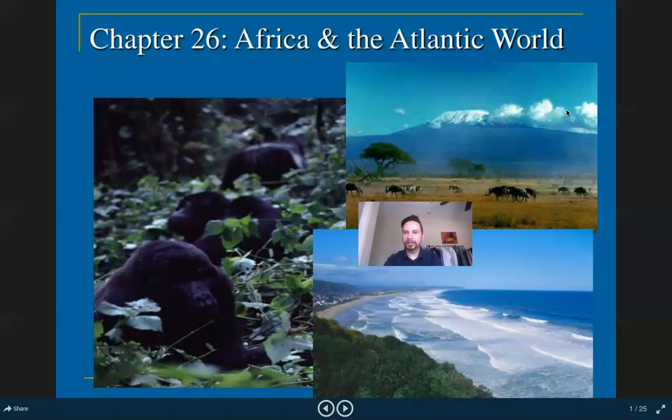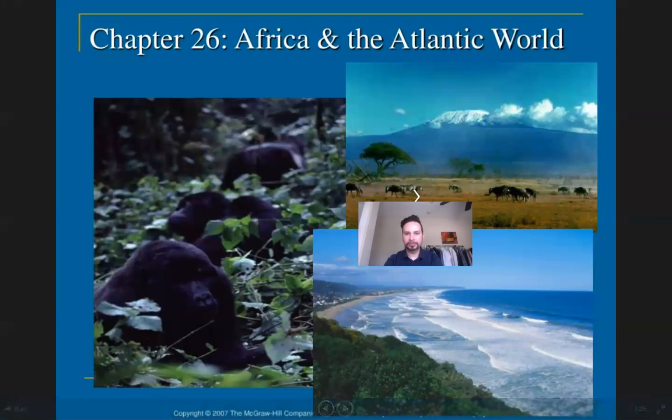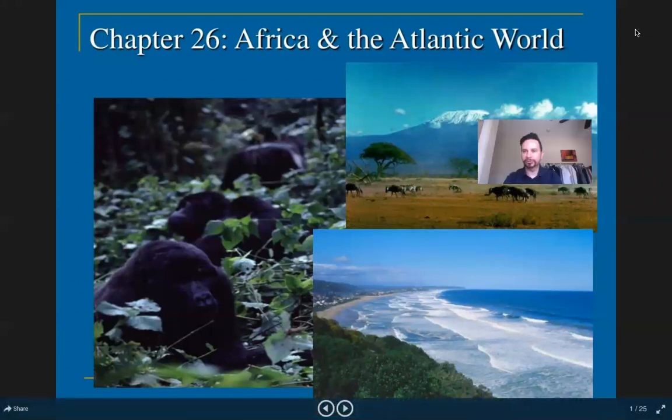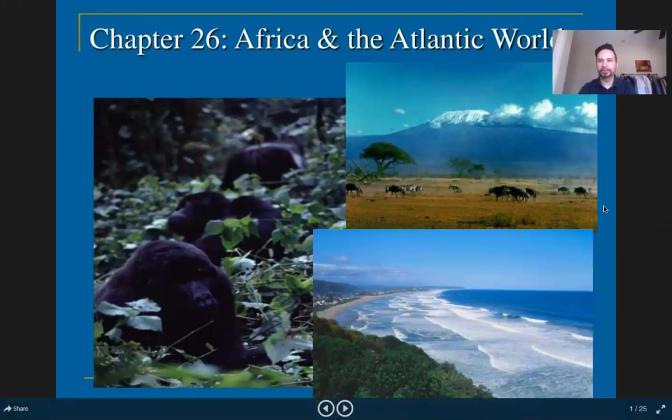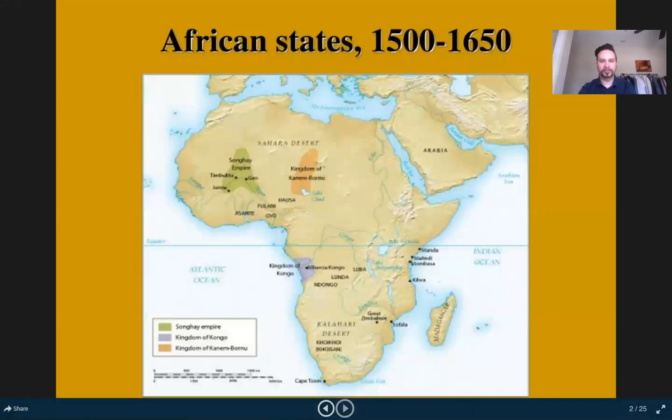So we're talking about Africa and we're talking about the Atlantic world. A lot of this chapter is focusing on how European exploration and trade and colonialism affected Africa. So we have the African states from 1500 to 1650. And here are some of the notable empires and kingdoms.